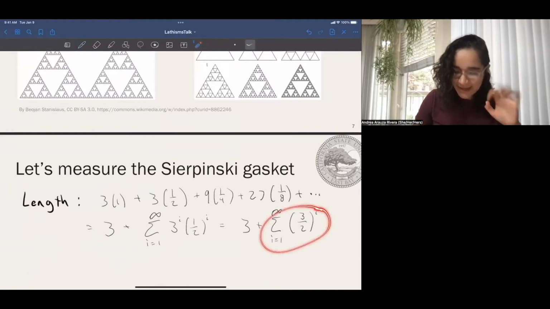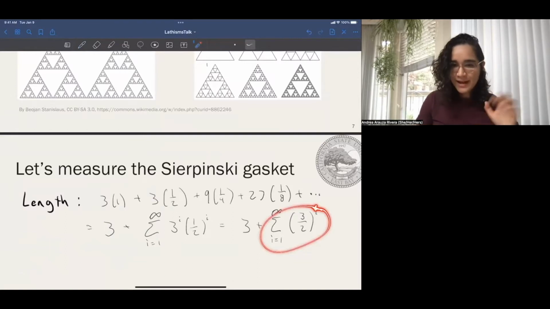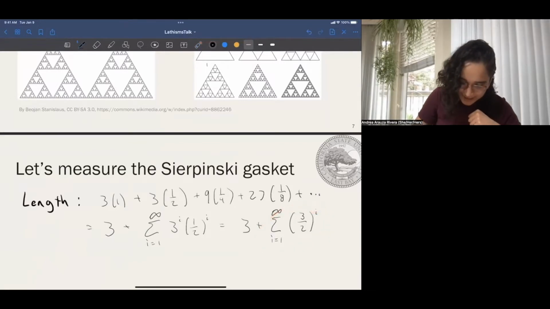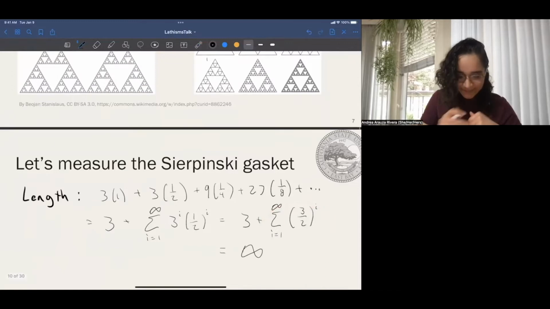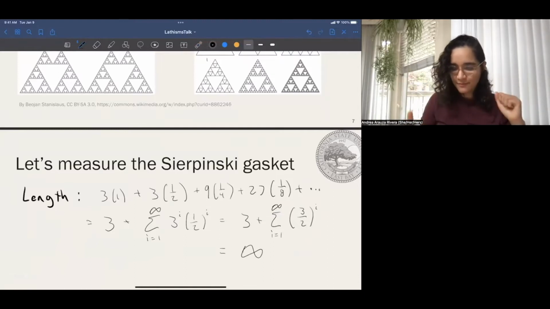because this thing is going to diverge, right? It gets really, really big. Okay. And you might think about for a second here, why does this diverge, right? Why do I know this is infinite? Okay. But indeed, this is infinite, right? This sum is infinite. So when I try to take a look at the length of the Sierpinski gasket, I get infinity, right? So it's too big to be measured with length.